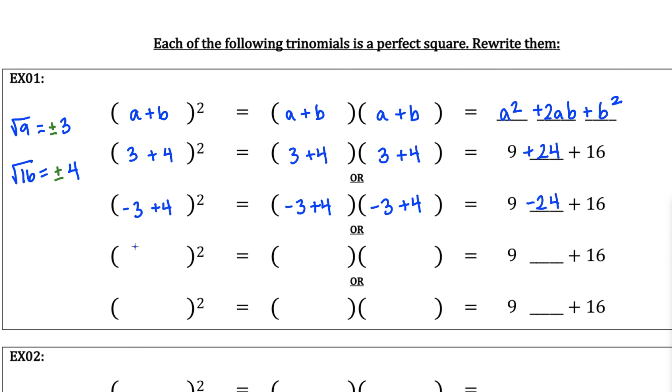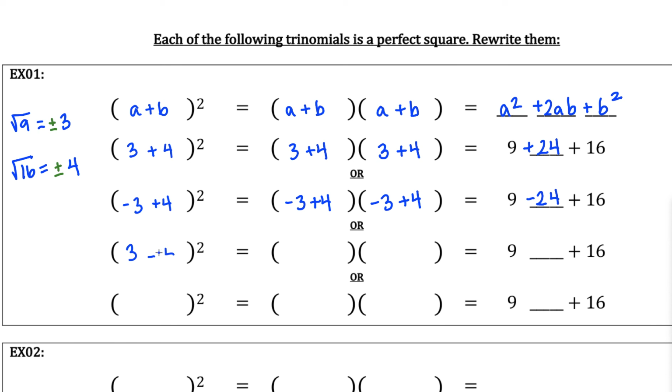So I could also just say that the square root of 9 was positive 3, and the square root of 16 was negative 4, so 3 minus 4 to the second power. 3 minus 4 squared is 3 minus 4 times 3 minus 4. And I can tell 3 times 3 is 9. This negative 4 times negative 4 is positive 16. But this 3 times negative 4 is negative 12. There's 2 of them, so I get negative 24.